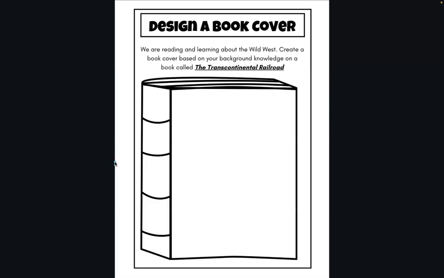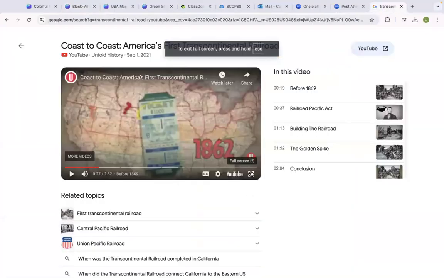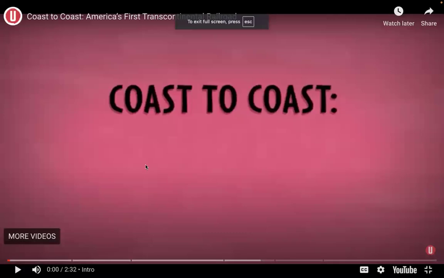Now for the next part, you're going to design a book cover. So we are reading and learning about the Wild West. You're going to create a book cover based on your background knowledge of a book called The Transcontinental Railroad. So I'm going to give you a quick refresher of the Transcontinental Railroad now.